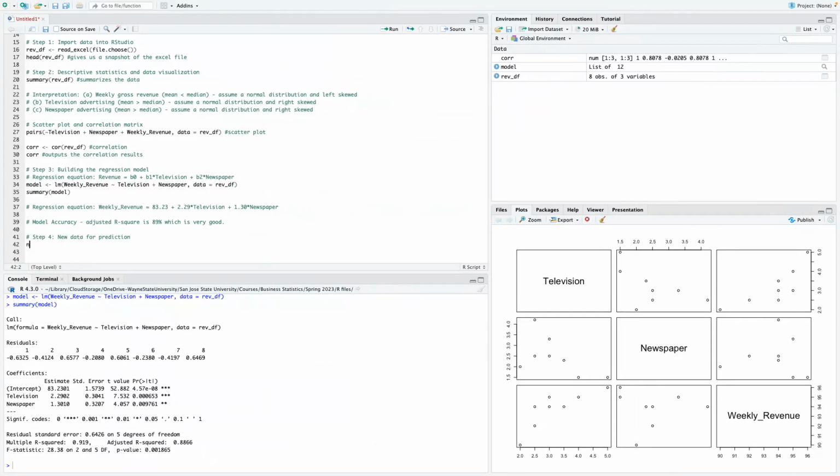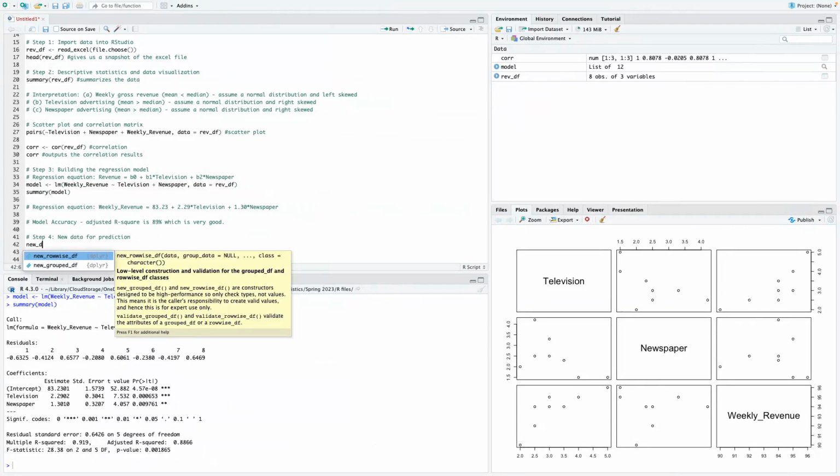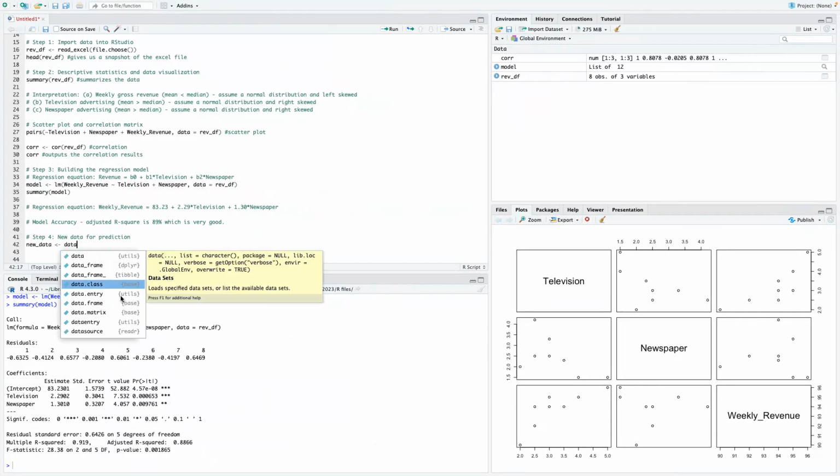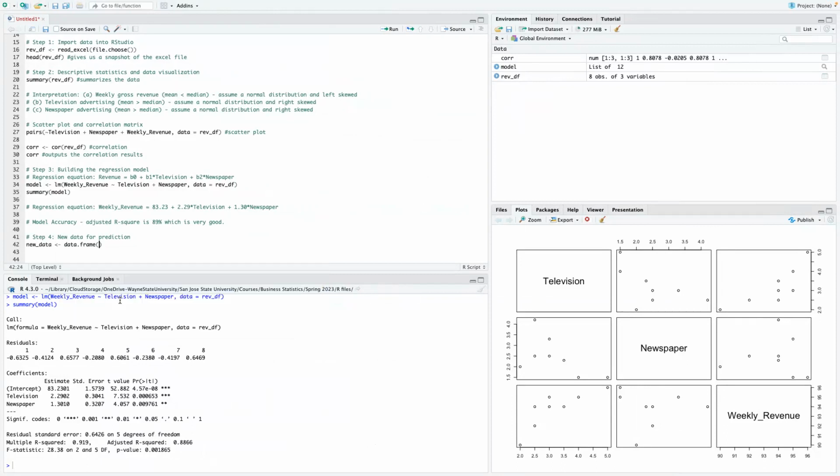So what we have to do is put that new data by creating a data frame, right? So we're going to create a data frame, and then we just say television equal to 3.5, and then newspaper equal to 2.3. All right, so here we just create a data frame with only one row, right?